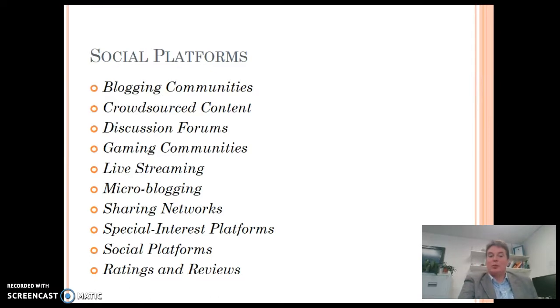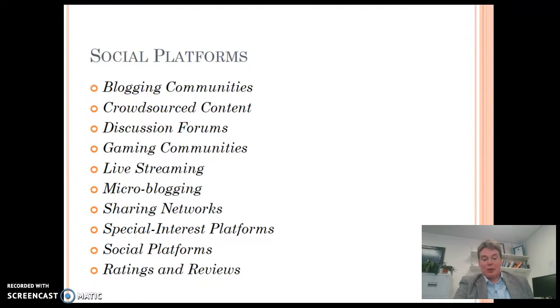With discussion forums, people are talking about the quality of service. We've got gaming communities, so people who are playing these online games are actually talking about it. They're exchanging information, working out how to unlock resources, so they're working together. We've got live streaming, so video cameras. We've got events, people at debates or concerts, football matches, streaming information. Microblogging, so that's just Twitter, things like that, where we've got really short posts.